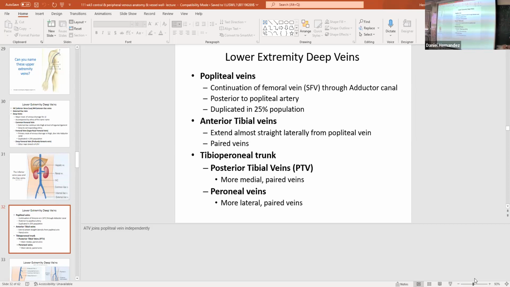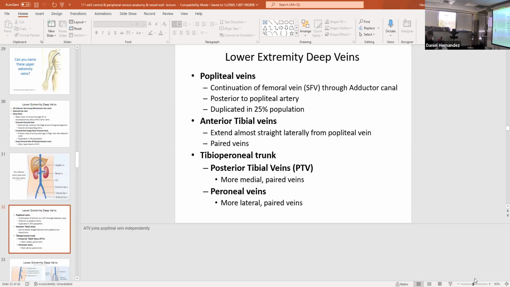Once you get down below the popliteal, these veins are now paired. So you're typically going to see two veins to one artery. So kind of similar to the upper extremity, where it became paired at the brachial level. Now we're getting paired below the knee. So below the popliteal, the anterior tibial veins, you'll see two veins to one artery. Posterior tibial veins, you'll see two veins to one artery. Peroneal veins, you'll see two veins to one artery. These are paired.